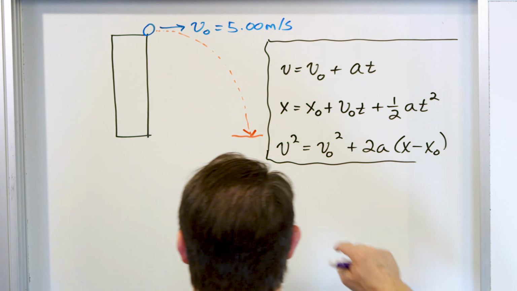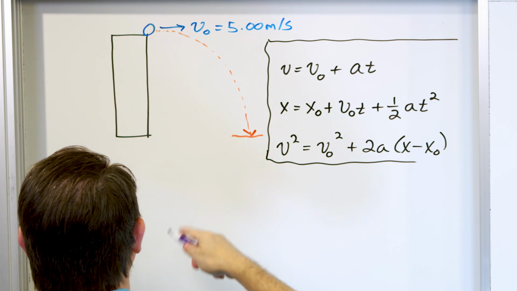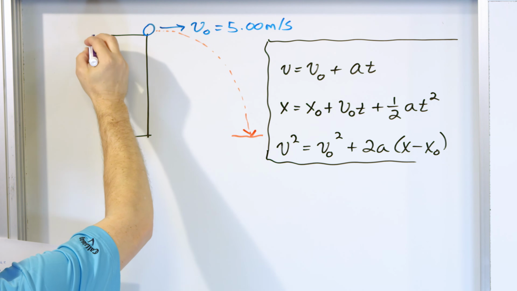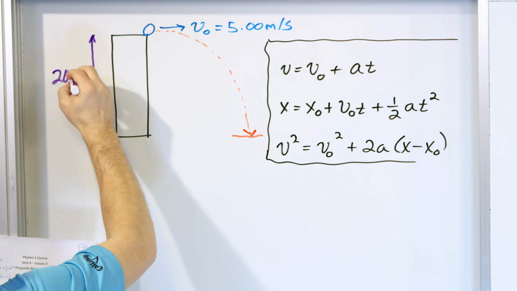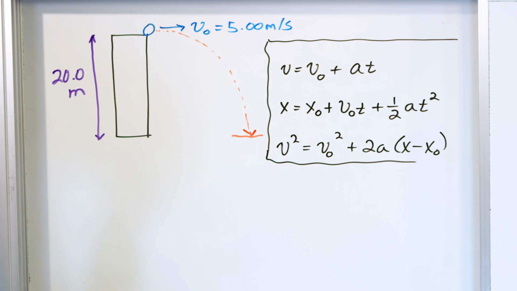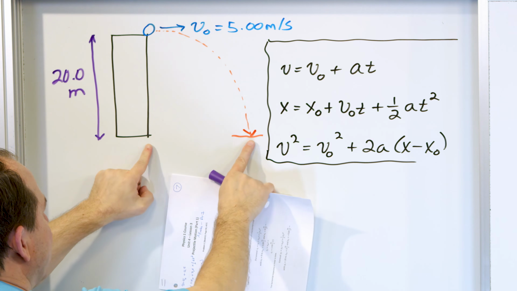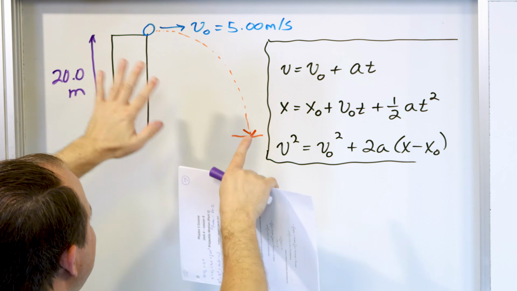So we know the ball is going to do something like this from experience. We didn't write it down initially, but we know that this building has some height to it, and it says it's 20 meters, so 20.0 meter tall building. But we don't know how far away it lands. That's one thing we want to calculate. And we want to do some graphing and all this other stuff.